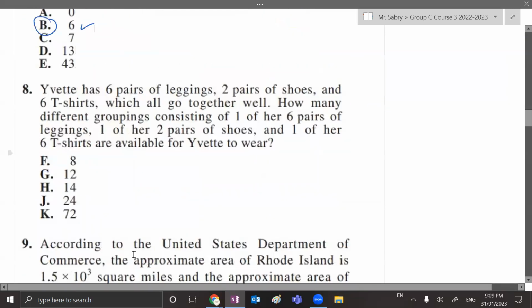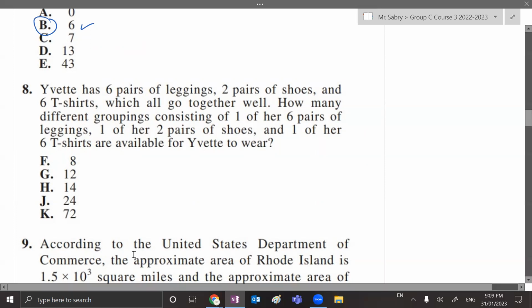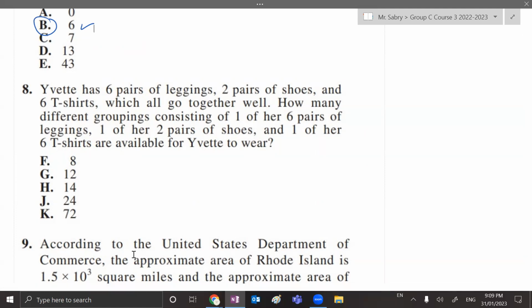Moving on quickly to number 8. I don't know. I will not even try to pronounce the name. Yvette. I'm not sure. Anyway, so it has 6 pairs of leggings, 2 pairs of shoes, and 6 t-shirts, which all go together well. How many different groupings consisting of one of her 6 pairs of leggings, one of her 2 pairs of shoes, and one of her 6 t-shirts are available for Yvette to wear?